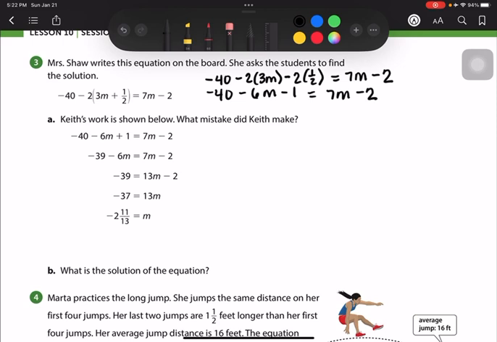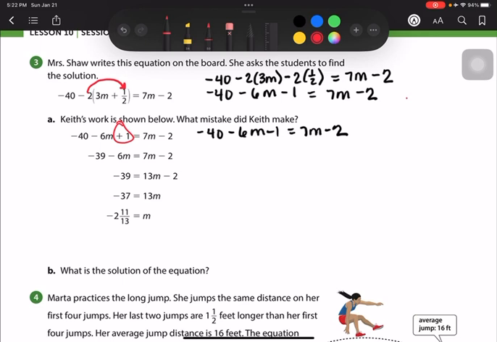So if we compare our line to Keith's first line, it doesn't look the same. I'll rewrite it. Okay. So if we notice, Keith's mistake is right here. He multiplied a negative 2 times 1/2 and got a positive 1. When we know that a negative times a positive is a negative.